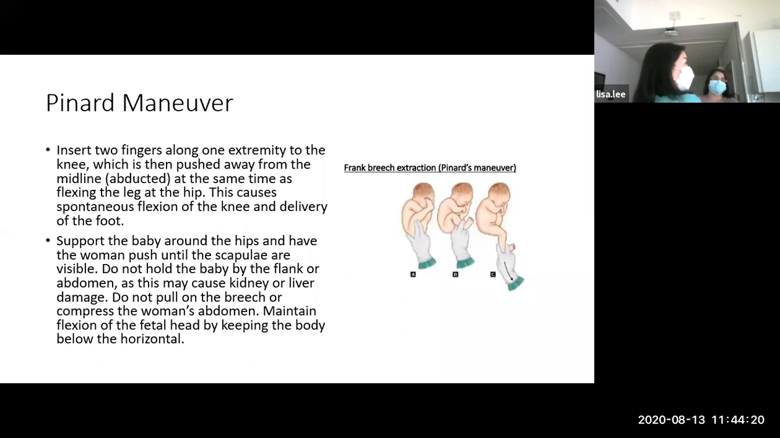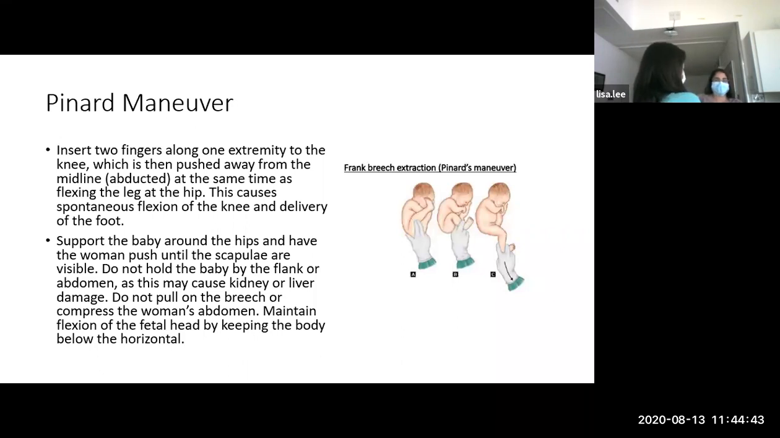So the Pinard maneuver, right? You're going to push in on the popliteal fossa behind, and then abduct and deliver the leg, and then do one on each side. Similar to C-section. It's very similar to the C-section. It's the same maneuver, right?